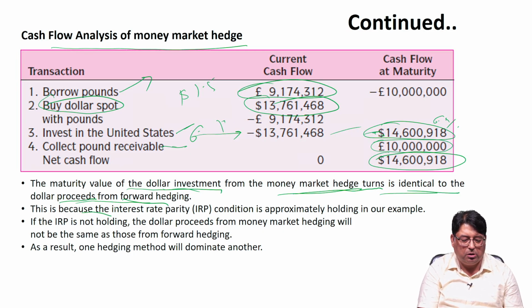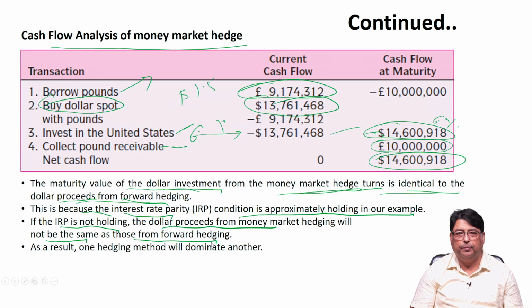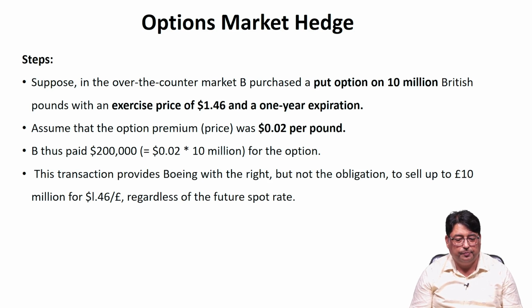This is because the interest rate parity condition is approximately holding in our example, meaning there is no arbitrage opportunity. So, if IRP is not holding, the dollar proceeds from money market hedging will not be the same as those from forward hedging. As a result, one hedging method will dominate another. So, money market hedge can also be used.